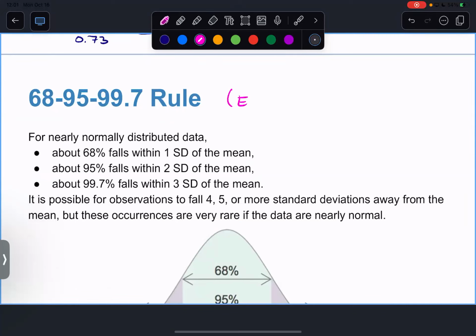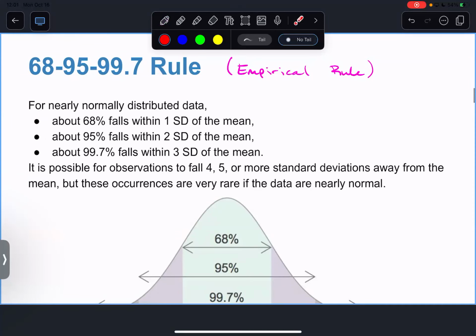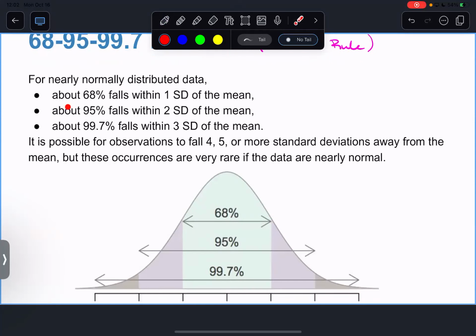This is also called the empirical rule. But usually we just call it the 68, 95, 99.7 rule. Now, it's a rule which says that as long as your data are nearly normally distributed, then about 68% will fall within one standard deviation of the mean. About 95% will fall within 2 standard deviations of the mean.